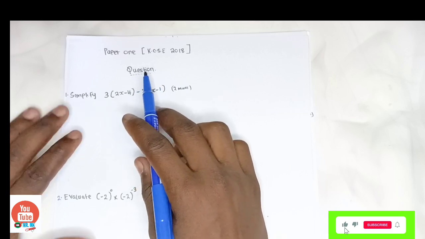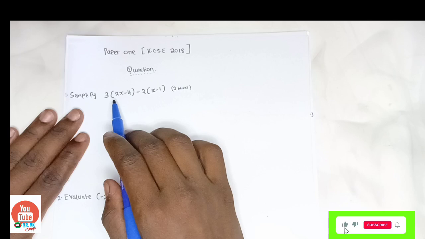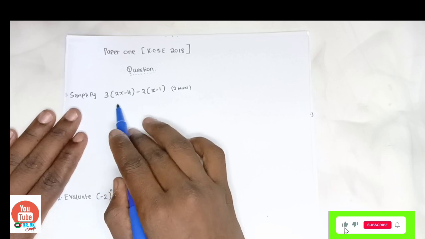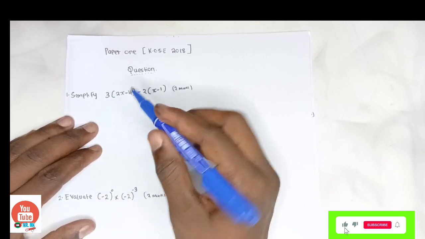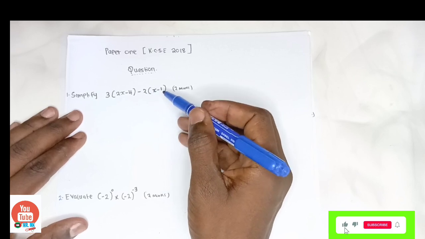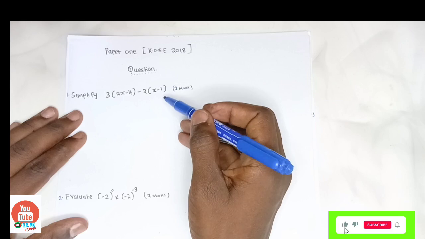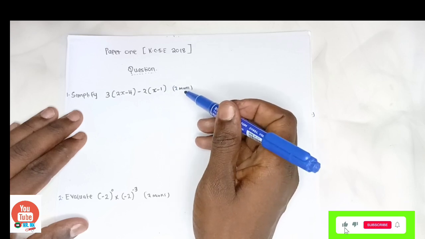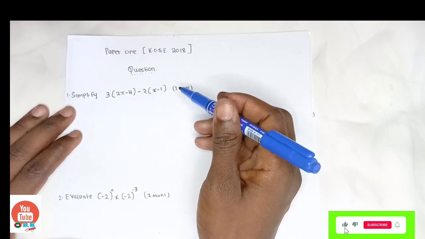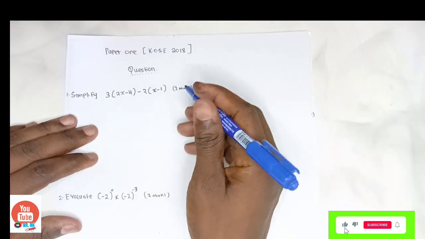Today I would like to take you through paper 1 KCSE 2018. Now let's do this question together. Simplify 3(2x - 4) - 2(x - 1). It carries 2 marks. Let's do this question together.